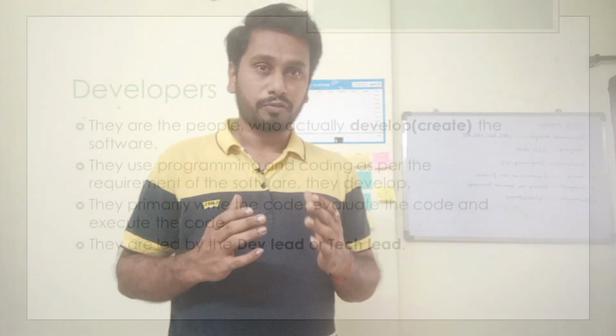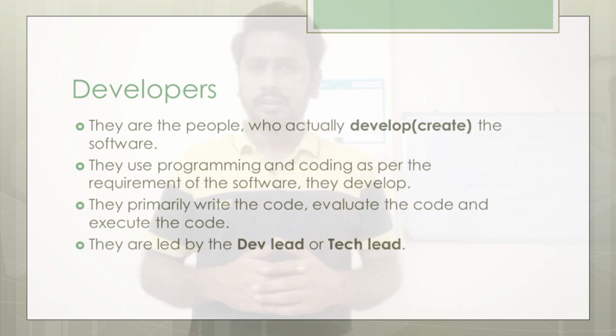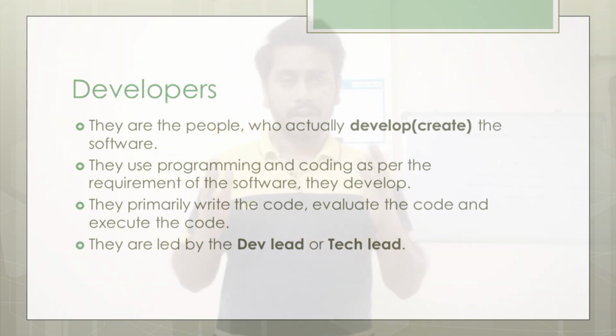The first and major role of the software development process is the developer. The developers develop the software. They are the creators of the software. They use programming and coding to develop the software. They write the lines of code, they evaluate the code, and they execute the code based on the requirement of the user.